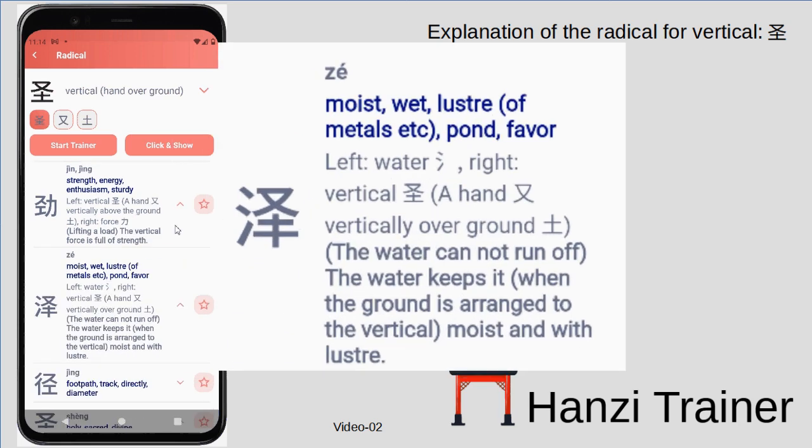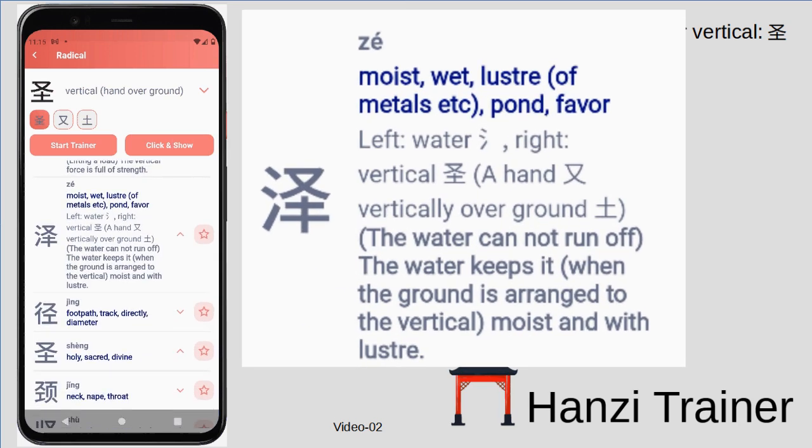This has the pronunciation 则 and the meaning moist, wet or luster. It is composed by the character for water and this character for vertical. The memory phrase is related to a ground that is horizontal, so without any drainage. It tells us the water cannot run off, because the water keeps it when the ground is arranged to the vertical, moist and with luster.